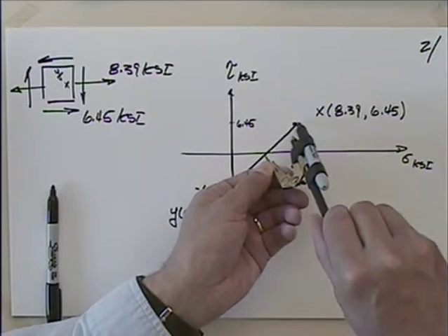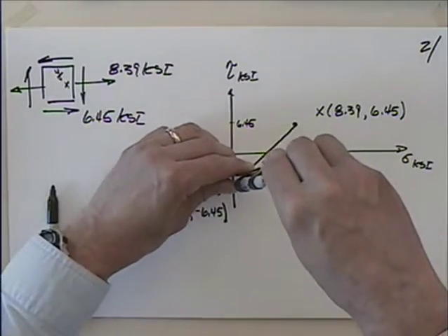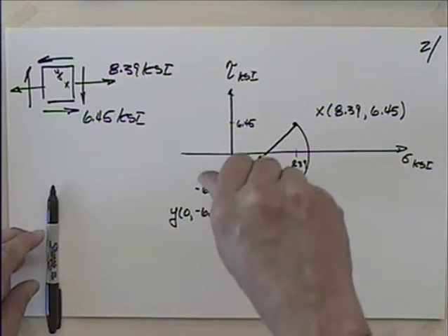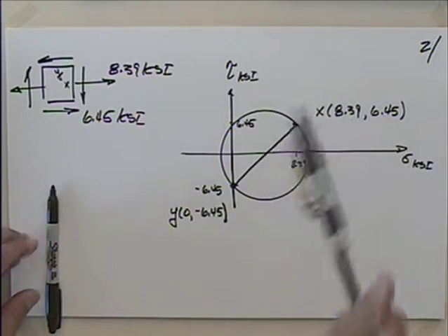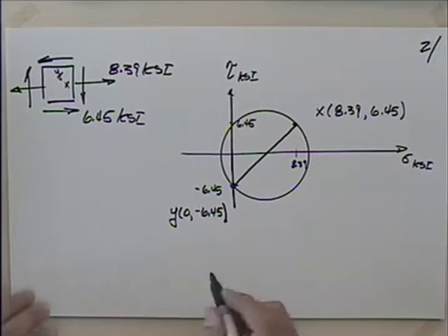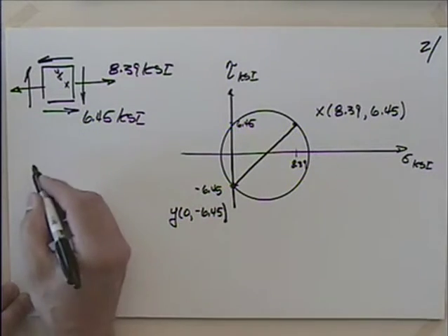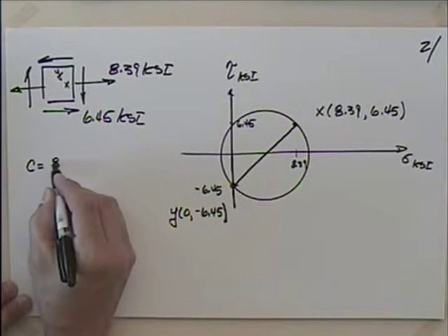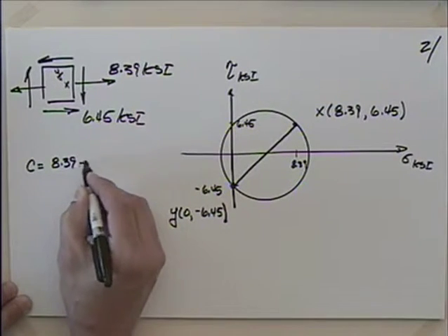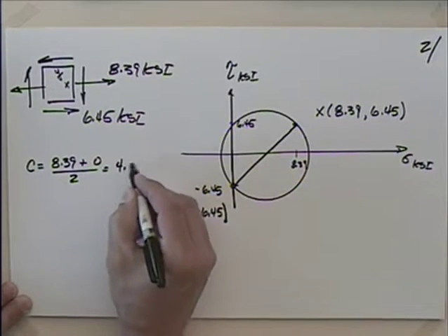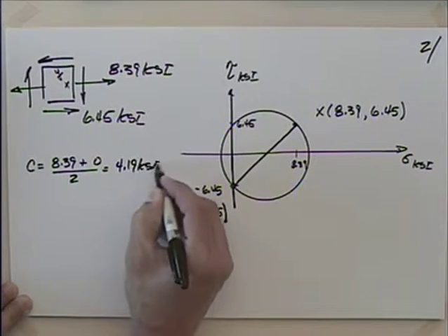I have to cheat on it just a little bit. There we go. Okay. So there's our circle. We could come up with the center of it. That's going to be 8.39 plus 0 divided by 2, so that gives me 4.19 KSI.